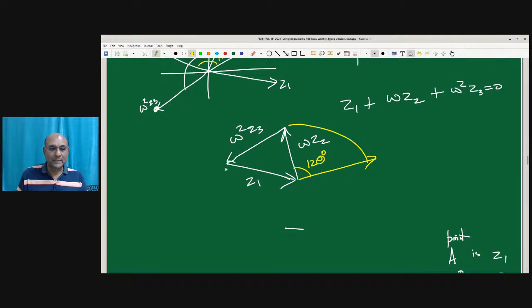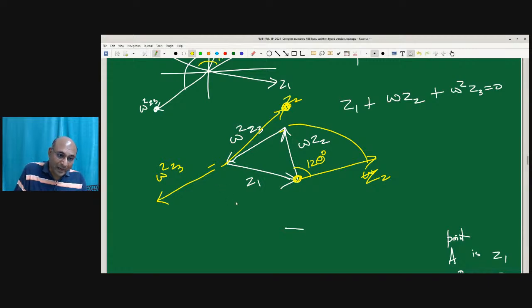And then move this here for you to get Z2. Because this will be Z2. So that will be the point. This will be one point. That will be another point. And then this arrow, just shift it here. This is omega square Z3.